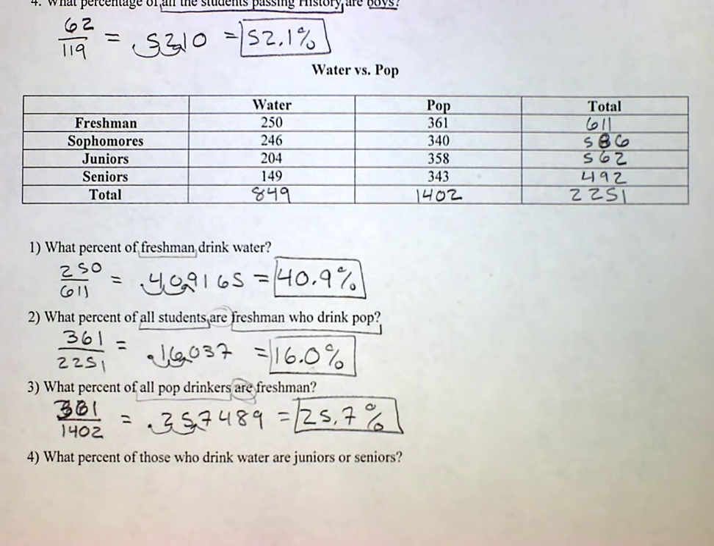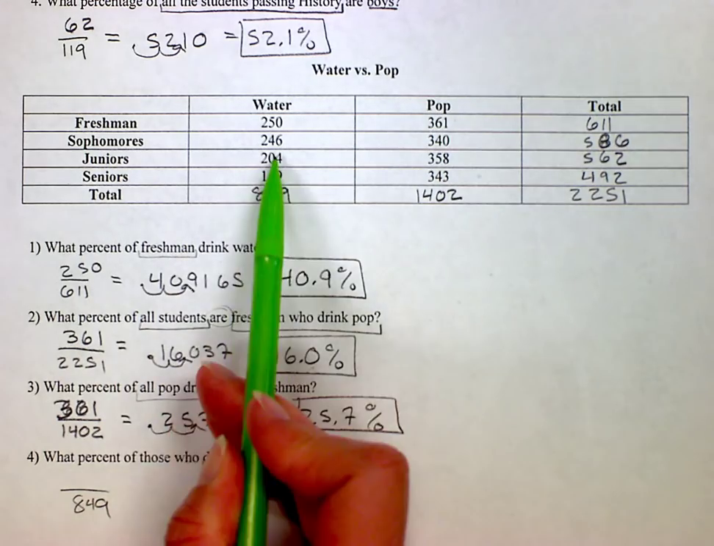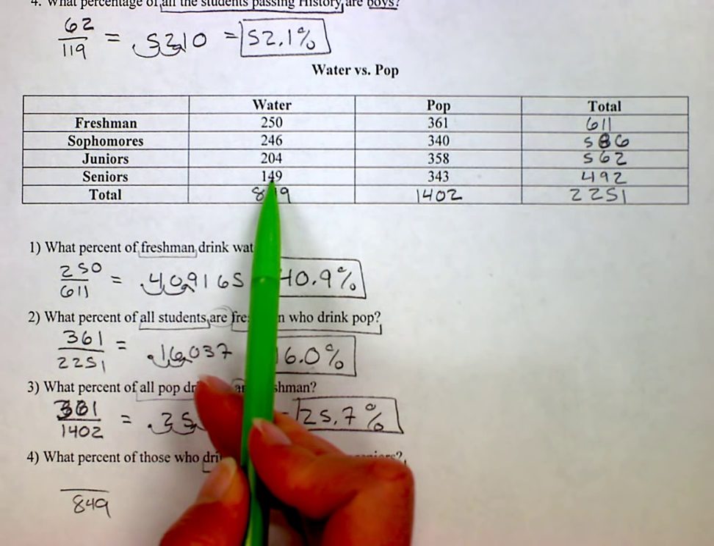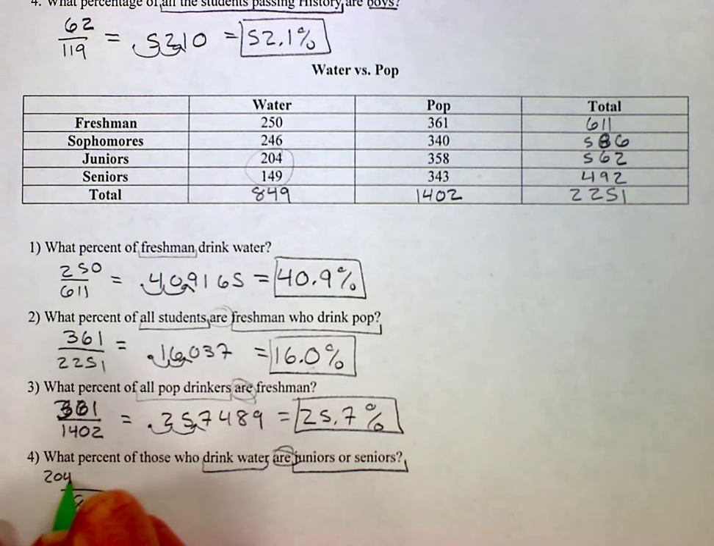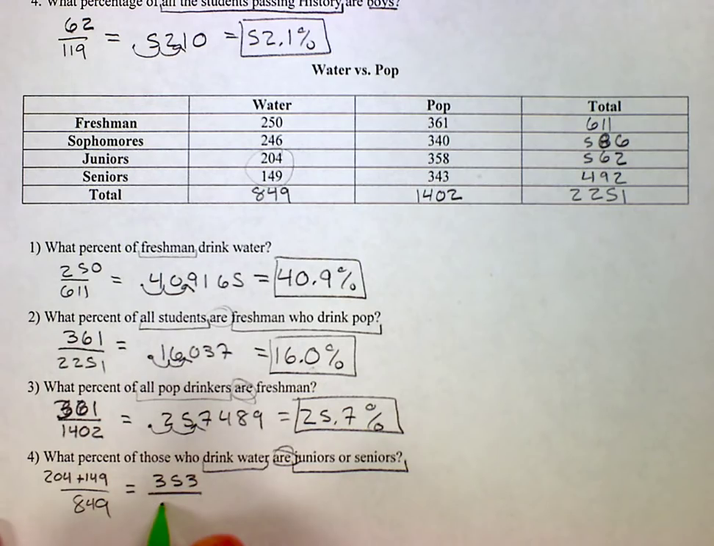Okay. What percent of those who drink water are juniors or seniors? Remember, the "or"s are separated, so those who drink water, that's in our denominator. Water drinkers, there's 849. And notice it says juniors or seniors. We just have the juniors number and the seniors number, but we want both of them. So we're going to have to add the 204 and the 149 to get 353 over the 849. So they can ask a huge variety of questions, and you just have to read and be able to answer.